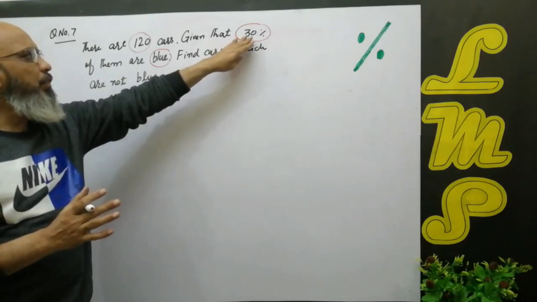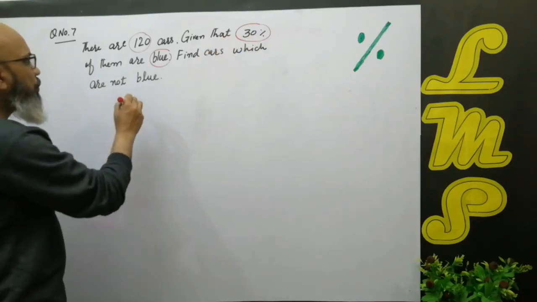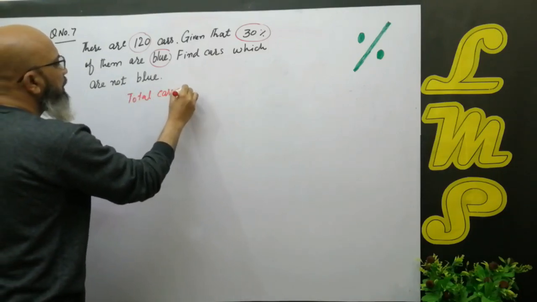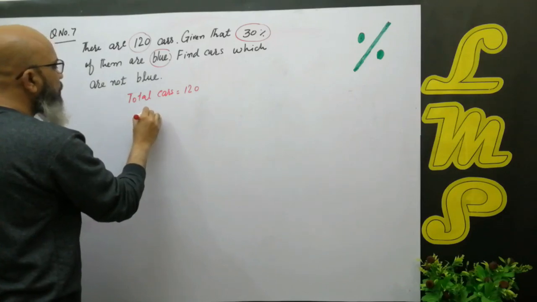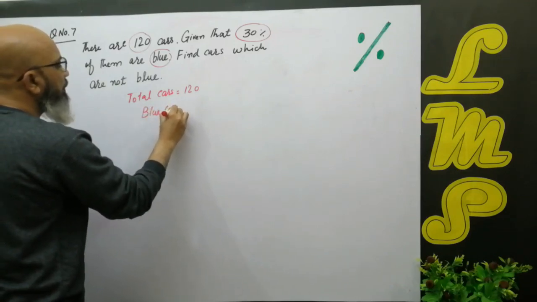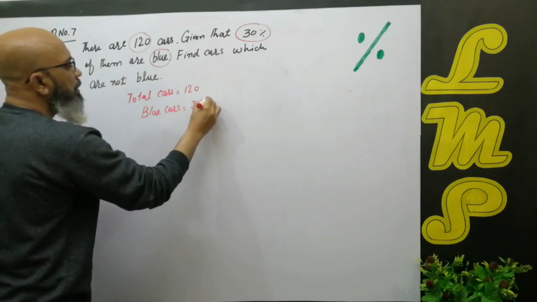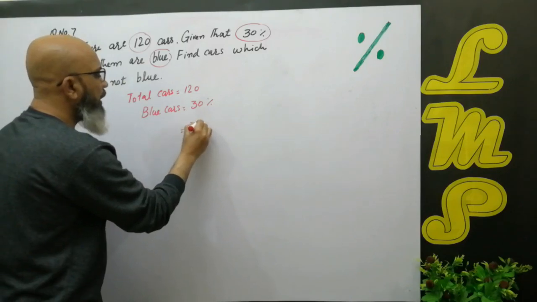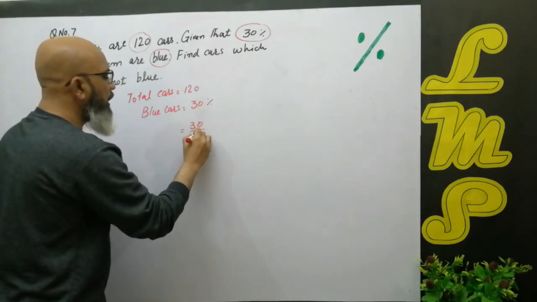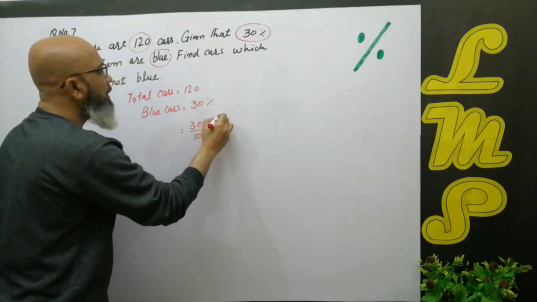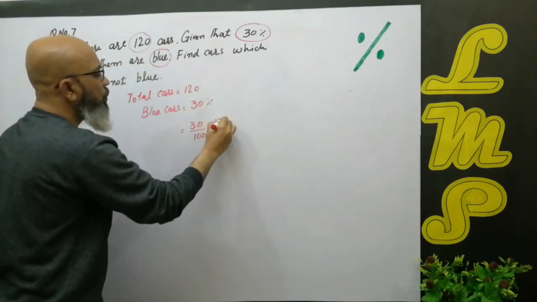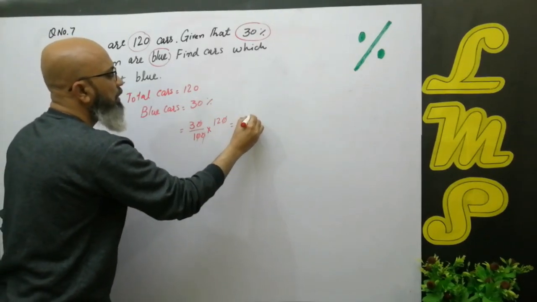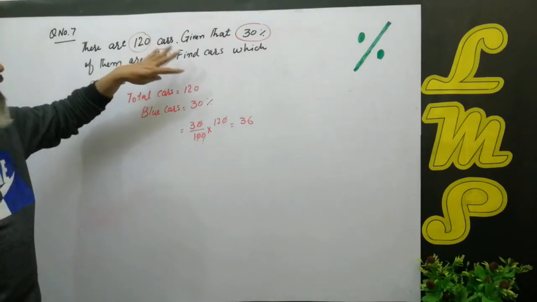The easiest way is that first we will find the number of blue cars. So what are the total cars? That is 120. And what is the blue cars? That is 30%. So just find the blue cars first. How will you find it? We are going to remove this sign. So 30 over 100 multiplied by the total number of cars, that is 120. So very easy. Cut 0, cut 0, cut 0. So there are 36 blue cars in this car park.